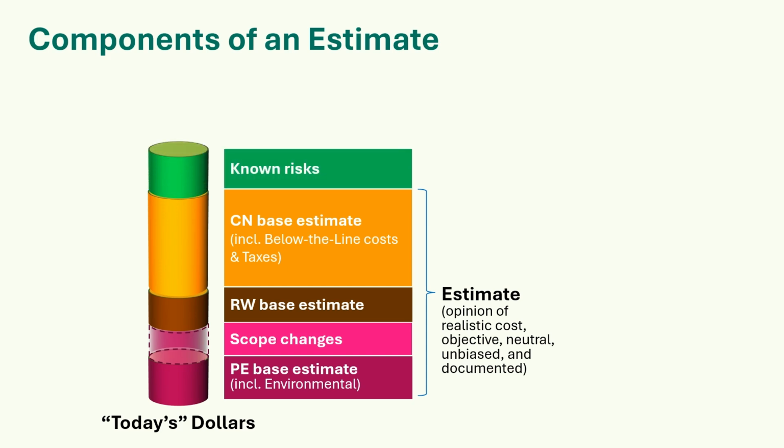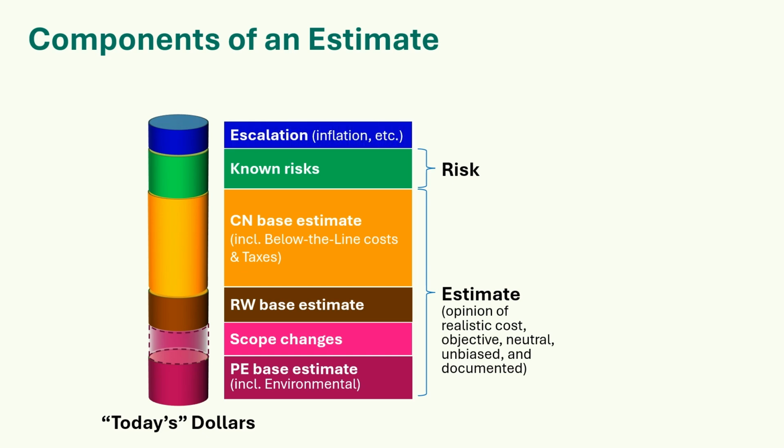Known risks. This is where you account for your known risks that can cause your estimate to go up. Using the Cost Risk Assessment tool and/or Cost Estimate Validation Process tool will help refine this part of your cost estimate. Escalation. This includes inflation and other cost influences.